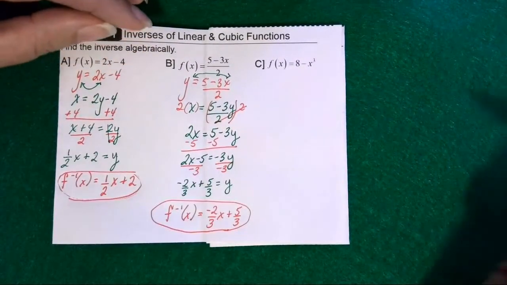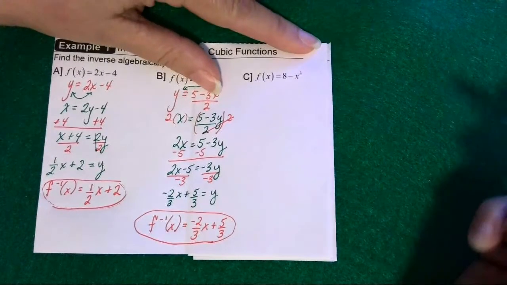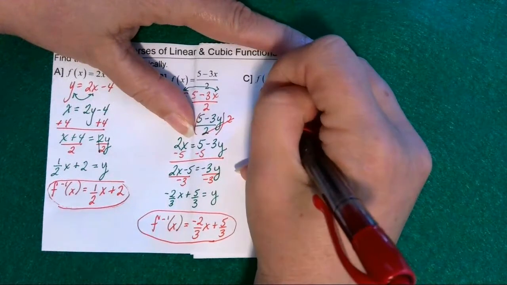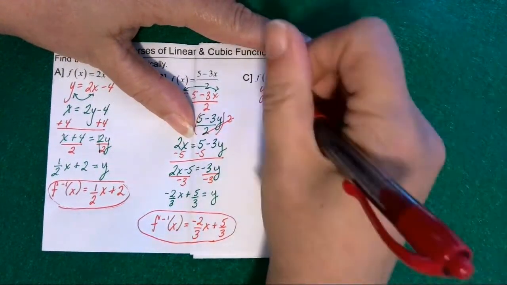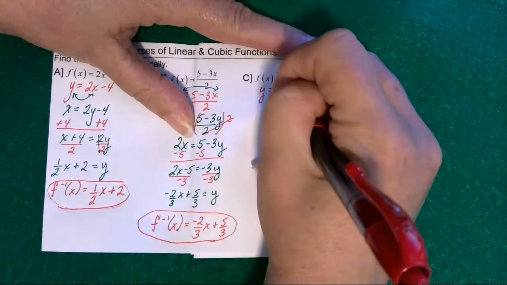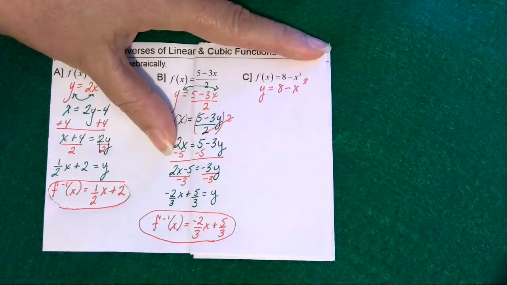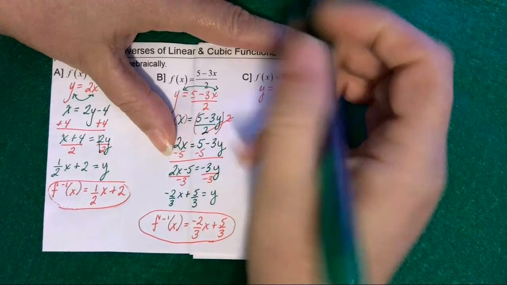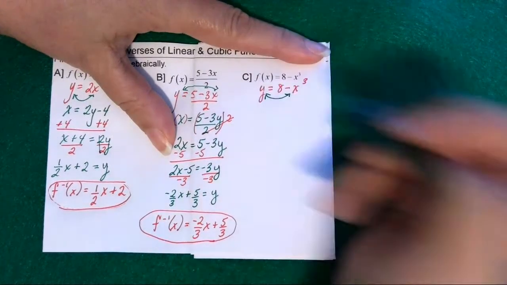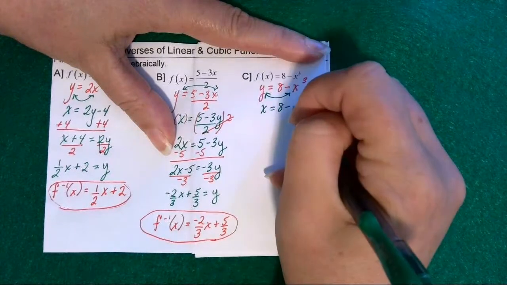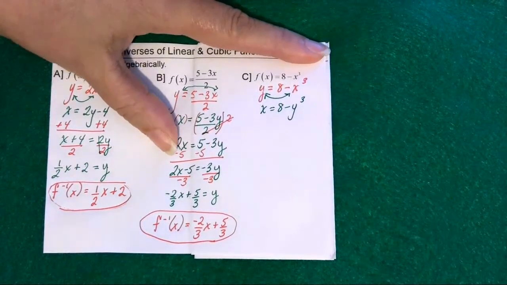Okay, so in example C, this passes the horizontal line test, so I'm going to go ahead and replace that function notation with y equals. So 8 minus x cubed. And then my next step is to switch the x and the y. So I'll have x equals 8 minus y cubed.